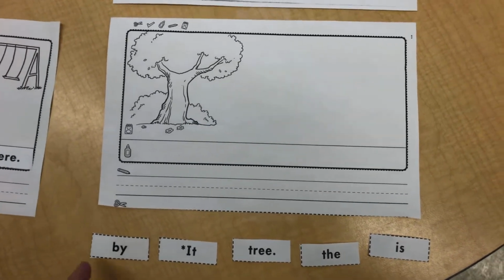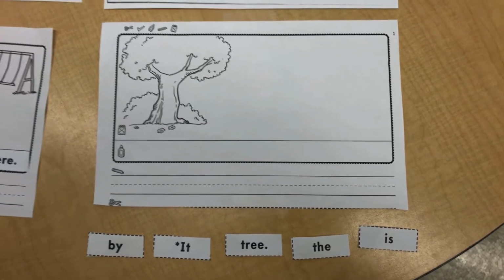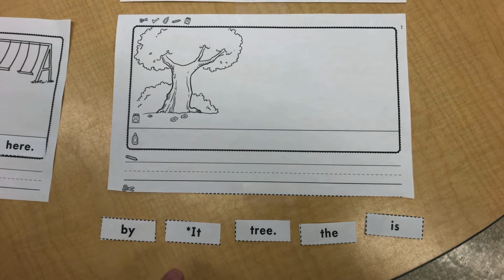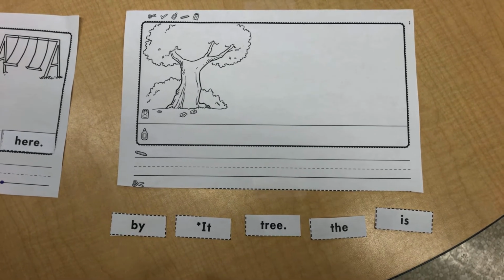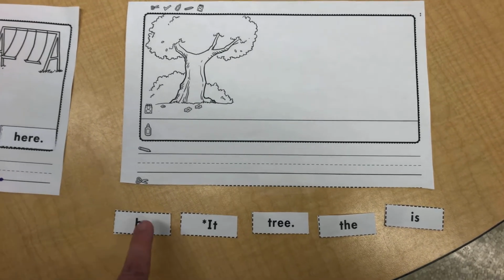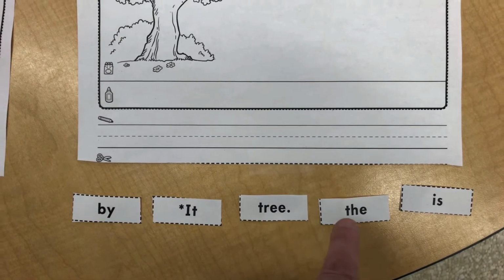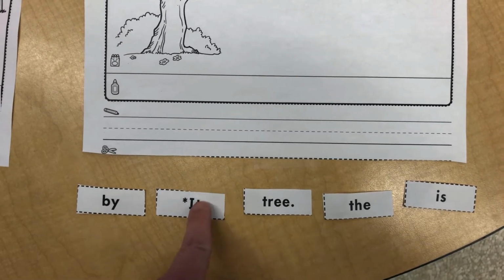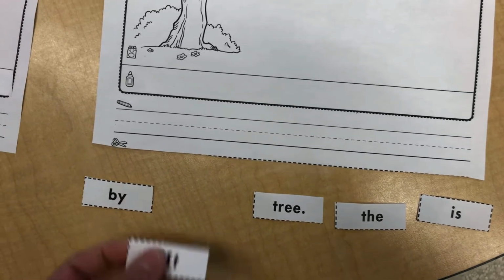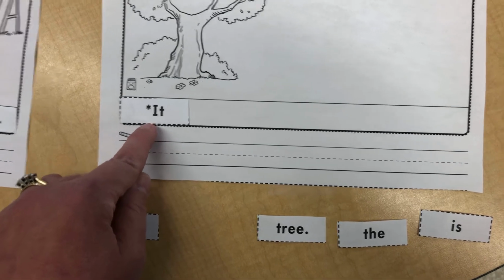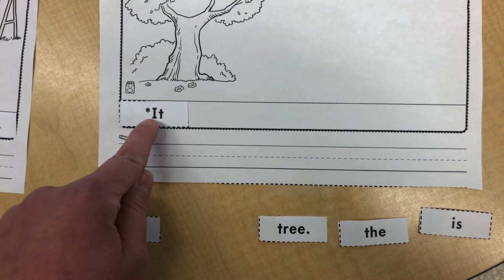Now, again, we've got to put this in the right order. So we can figure out how to do a sentence by thinking of the beginning of a sentence always has an uppercase letter. So which sight word has an uppercase letter? Is it by, it, tree, the, or is? Very good, it's this one here. And they actually made it easy because they put a little star next to it, so it helps you a little bit. So there's an uppercase I, so it.